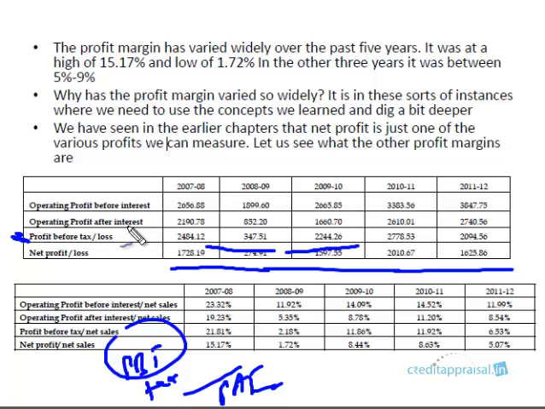Operating profit, after interest and before interest. Operating profit is where we don't take into account the non-operating income and non-operating expenses. What is operating income? Operating income is the core income from the direct operations of the company. There is something called non-operating income, which we discussed. These are one-time income, which a company should not rely on.